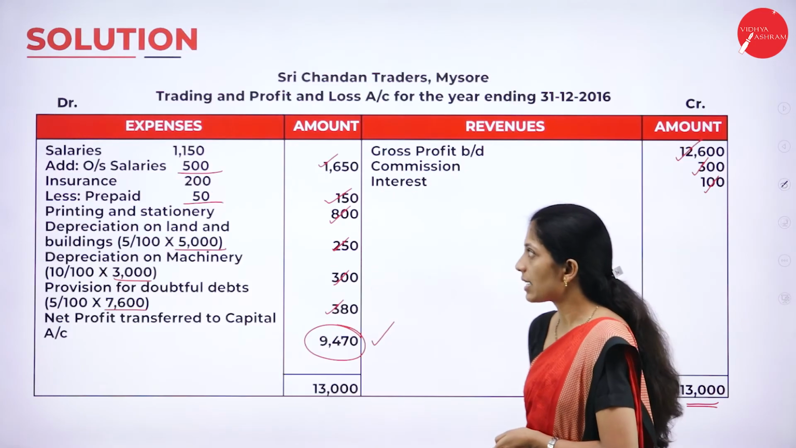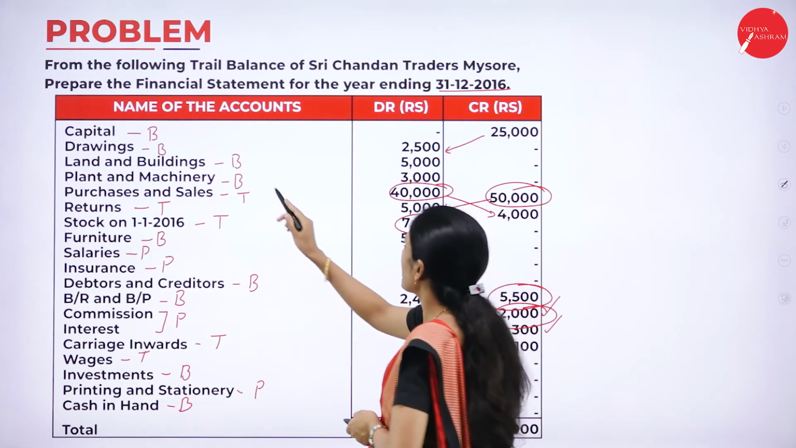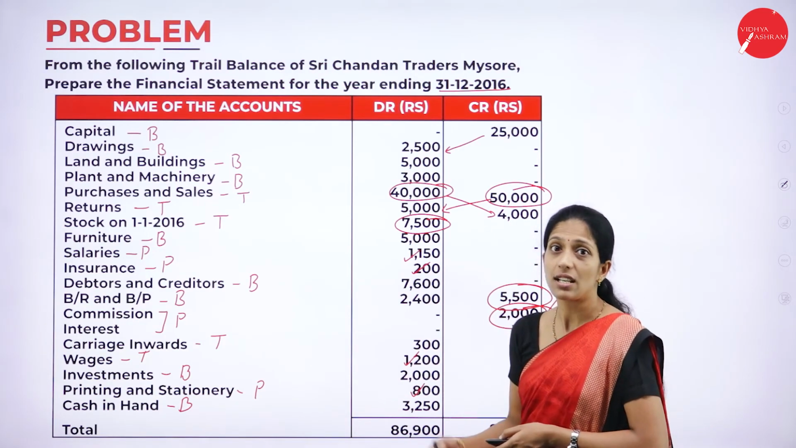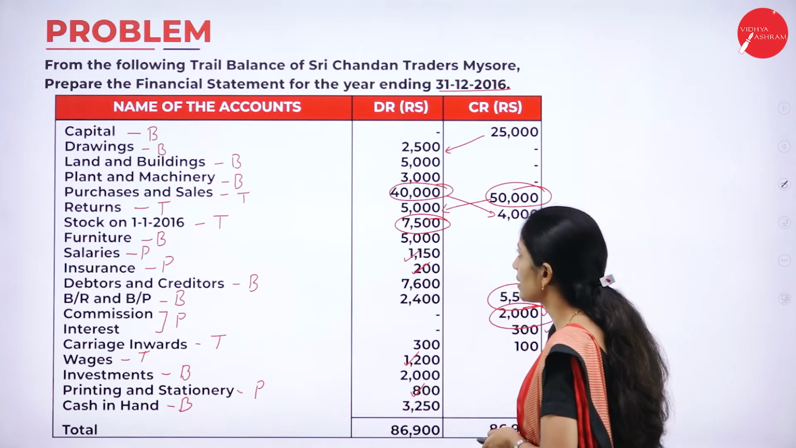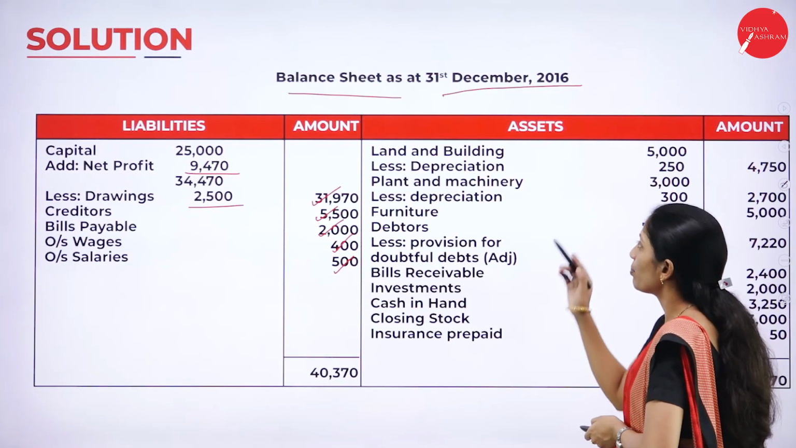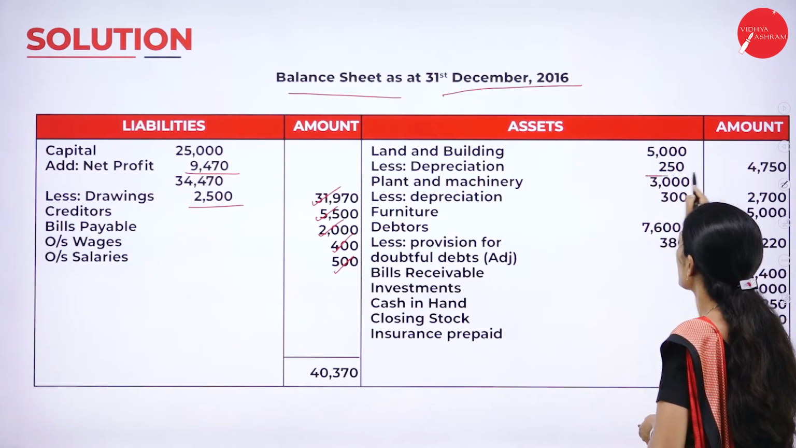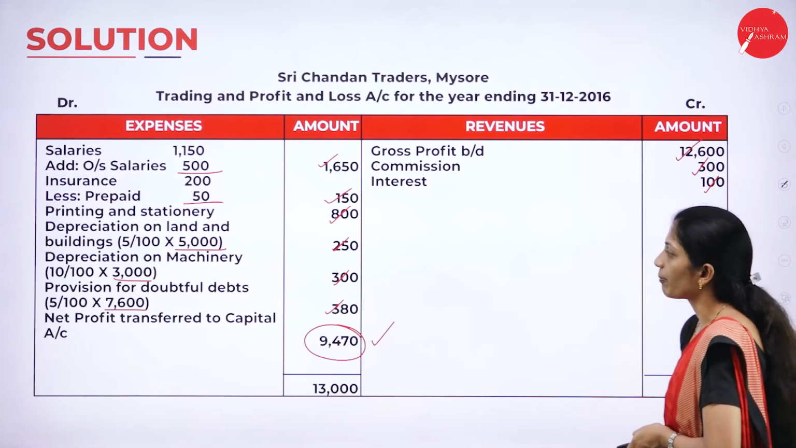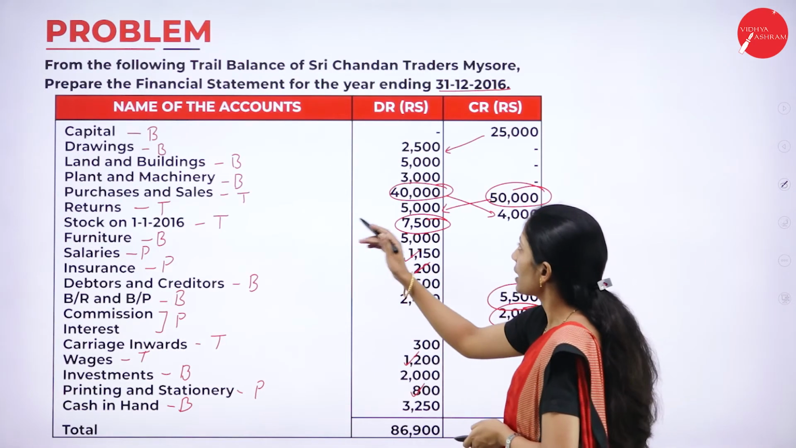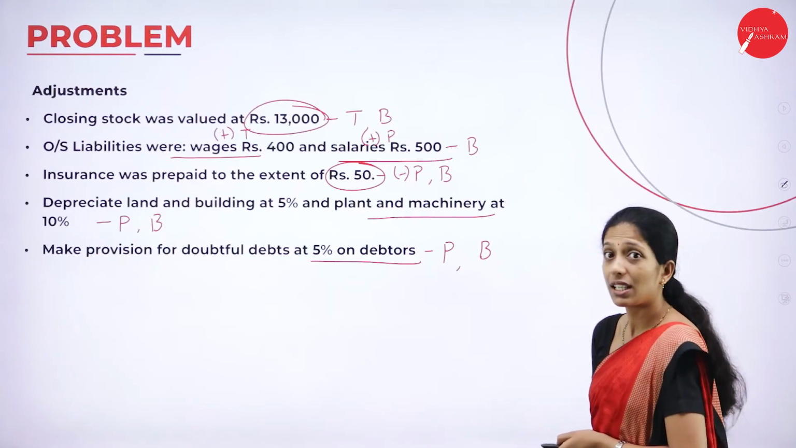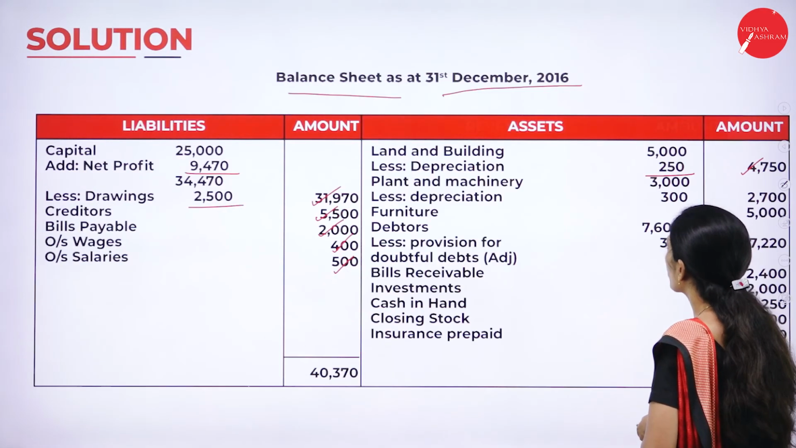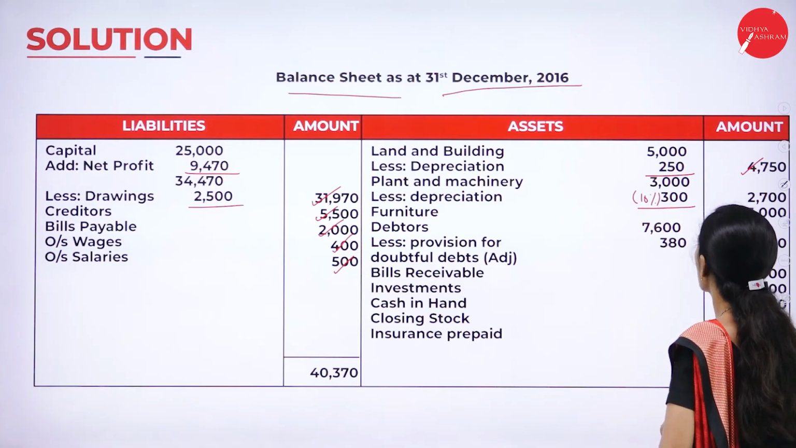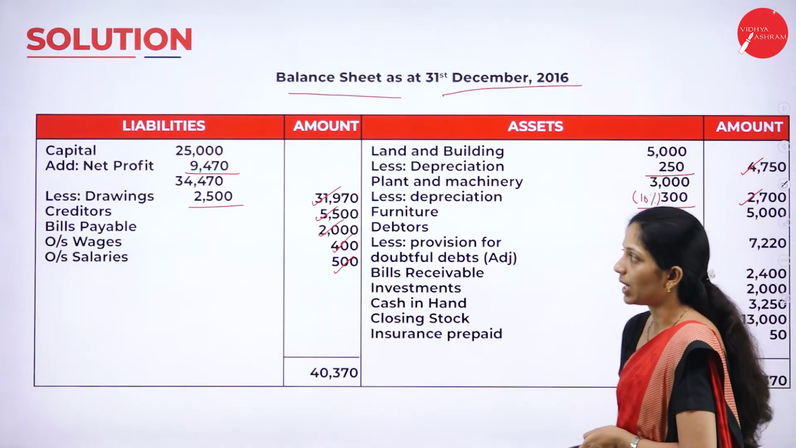Now come to the assets. Assets will start with land and building. The value of land and building is 5,000, but there is a depreciation. So land and building 5,000 minus depreciation 250, so we'll get 4,750. In the same way, next one, plant and machinery 3,000, but there is a depreciation. So 3,000 minus 10% depreciation, that is 300. It is 2,700.